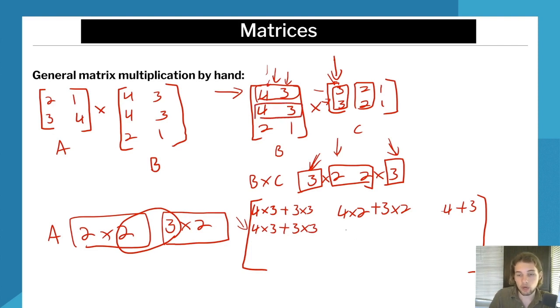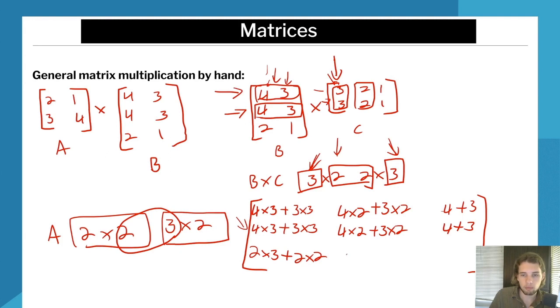Now we want to get row 2, column 2. So we multiply row 2 of B by column 2 of C. So that's 4 times 2 plus 3 times 2. Now this will be the same as well because we have the same first 2 rows. Now we want to do row 3, column 1. So we have row 3 of B times column 1 of C. So that's 2 times 3 plus 2 times 2.